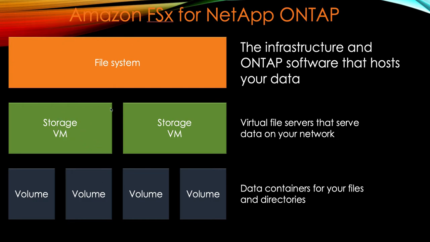Whenever you create a file system, it creates a default SVM, and if you don't give any configuration for the additional volume, then by default it creates a 1 terabyte volume for you. But it also gives you the option to create a volume of whatever size you want. And these volumes are isolated data containers in which your files, directories or iSCSI logical units for storage are stored.